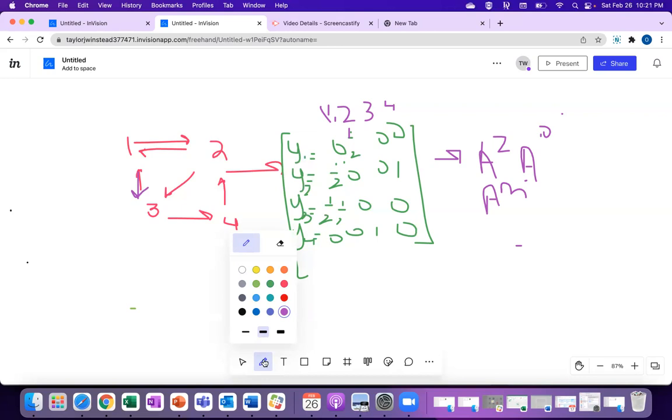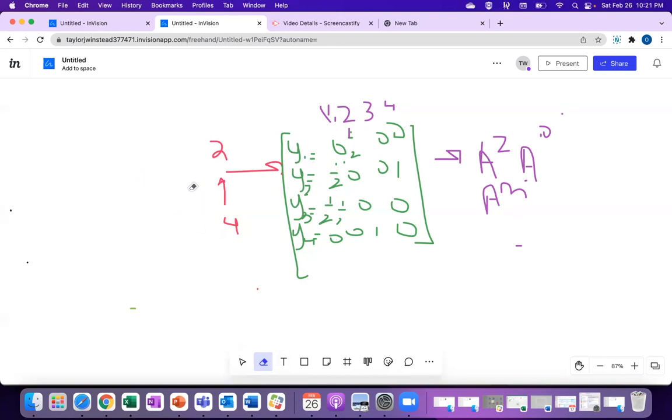So I'm going to give you my last little bit of theorem knowledge for this week.